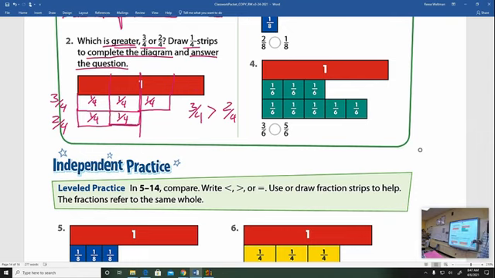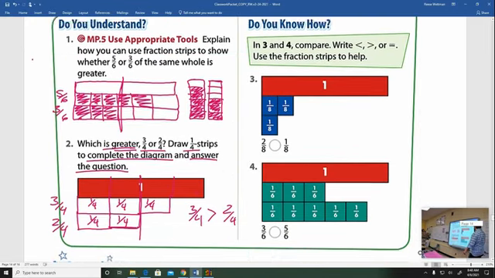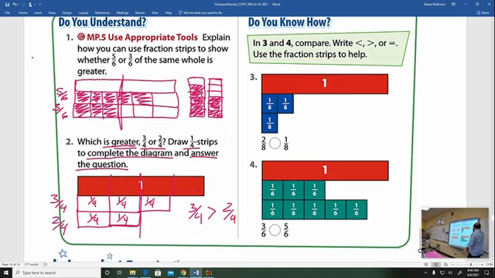Does that make sense, guys? Thumbs up? Good. Okay, so now let's look at, go up a little bit here. In 3 and 4, we're going to compare. So we're going to use our symbols, right? Our greater than, less than, or equal to symbols. Use the fraction strips to help. So we've got the diagram on 3. We have a diagram there, right?